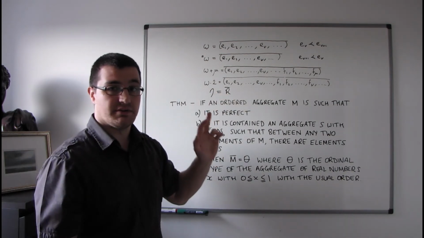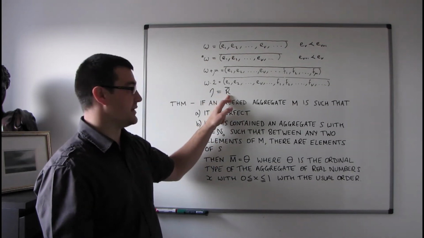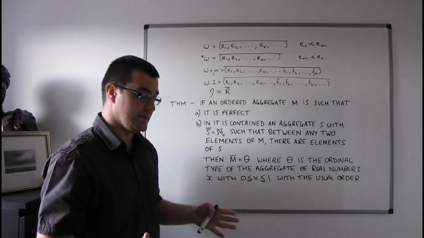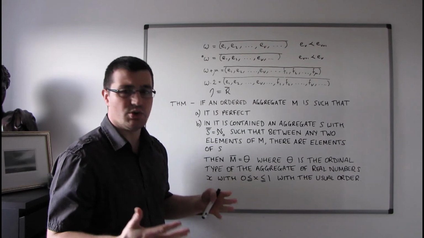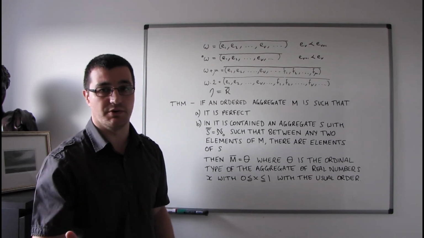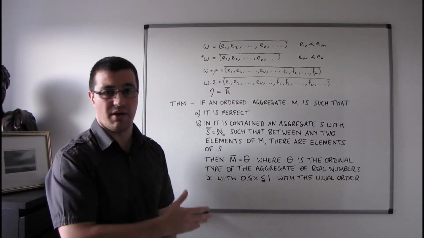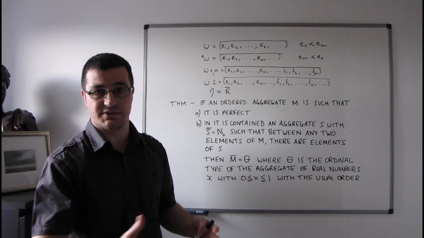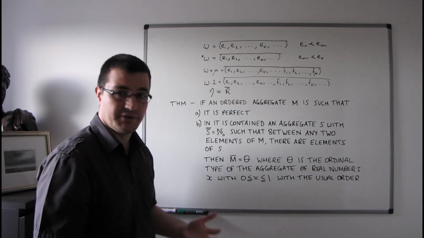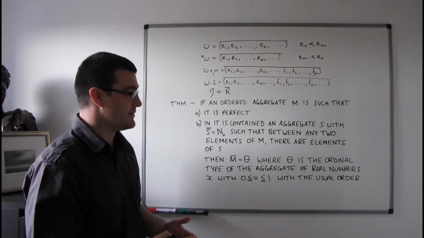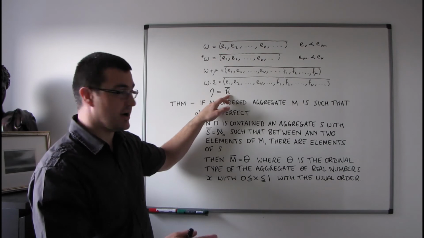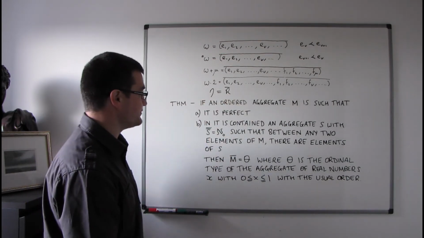But it's not closed, so it's not a perfect aggregate. And it's not closed because we could easily imagine taking, in the usual sense, a sequence of rational numbers which converges to 1, for instance. A monotonic increasing sequence of rational numbers converging to 1. This would be effectively an ascending fundamental series in this aggregate, but obviously 1 is not in the aggregate, so it's not closed.